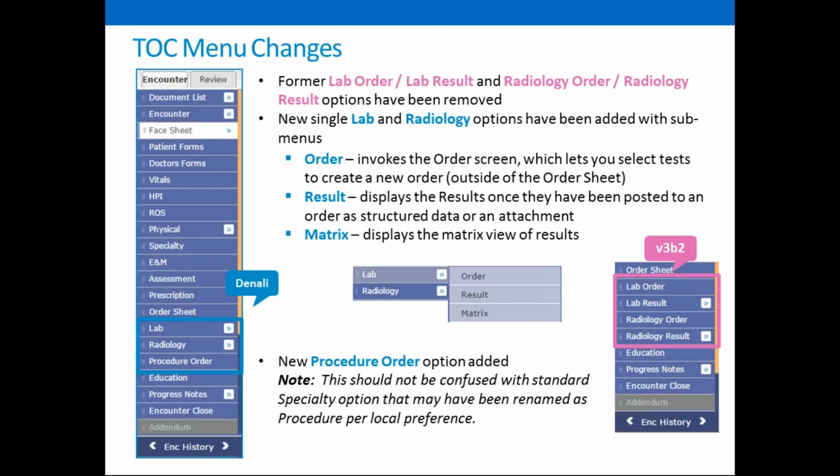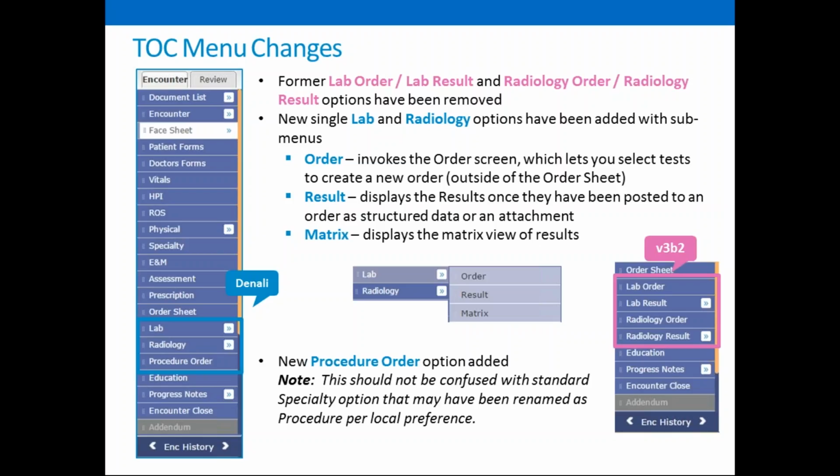Now moving to the table of content. The table of content menu, which is along the left-hand side of your encounter screen. There's a couple of changes here with regards to your menu choices. If you see the comparison here on the lower right, we currently have two options for lab and radiology. Lab order, and then the lab result, which has a submenu that enables you to view the results either through the structured data or the matrix format.